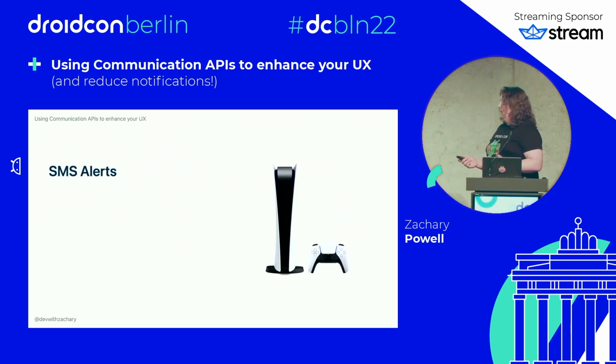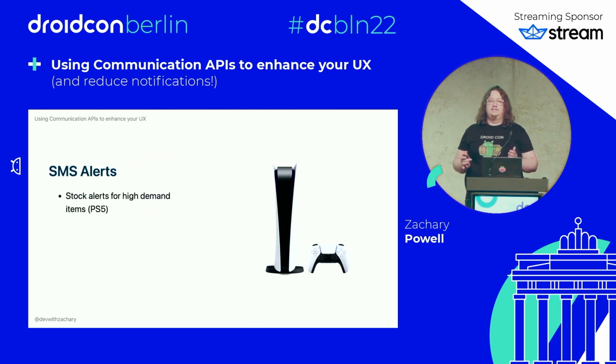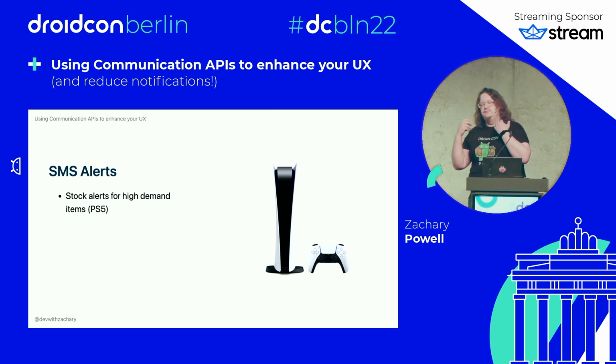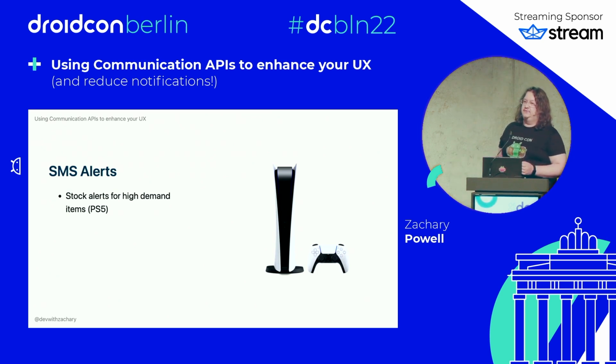So one use case for this is SMS alerts. You've got an item that you really, really want. I still actually haven't been able to get a PlayStation 5, but you really want one. And so you set up some stock alerts. If you do that through push notifications, they're going to get lost. It's not important information for the system. It's going to still be included with all your other notifications. But for you personally, it's really vital that you get a notification as soon as PlayStation 5s are in stock. And you want to be able to directly do something with that.